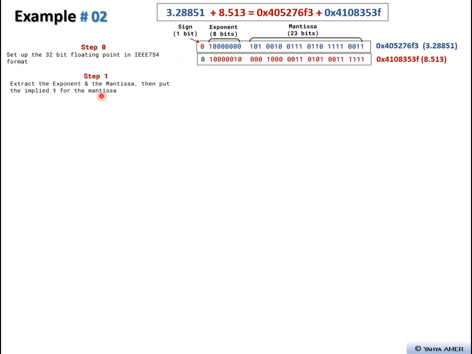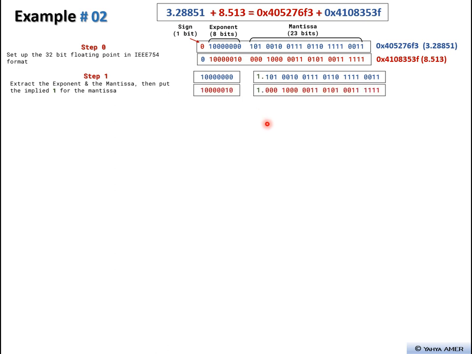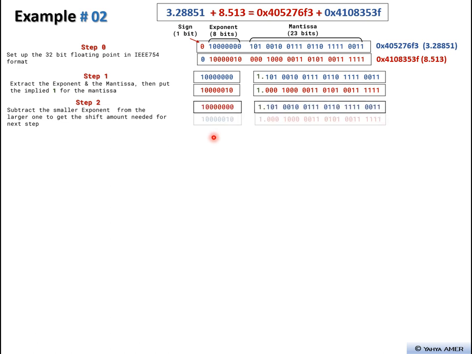Now we move to step 1, which is a straightforward step of extracting the mantissa and its exponent, and then we put the leading one by adding a point and then 1. Very straightforward. The same thing we do for the second number. Now in step 2, we have to subtract the exponents to find the difference, so we are going to use it for shifting right the mantissa of the smaller exponent. When we make the subtraction, the result here is 10, which is in decimal 2.